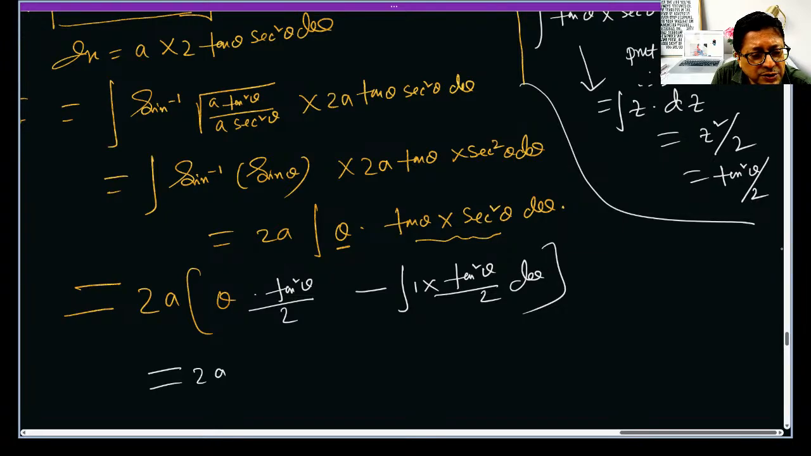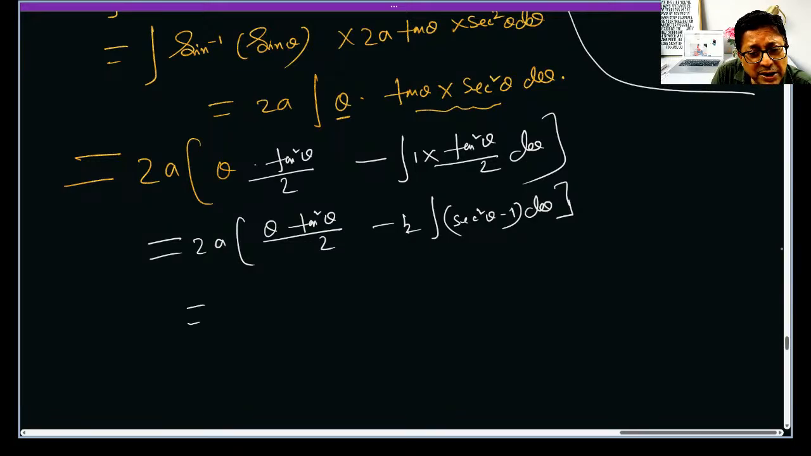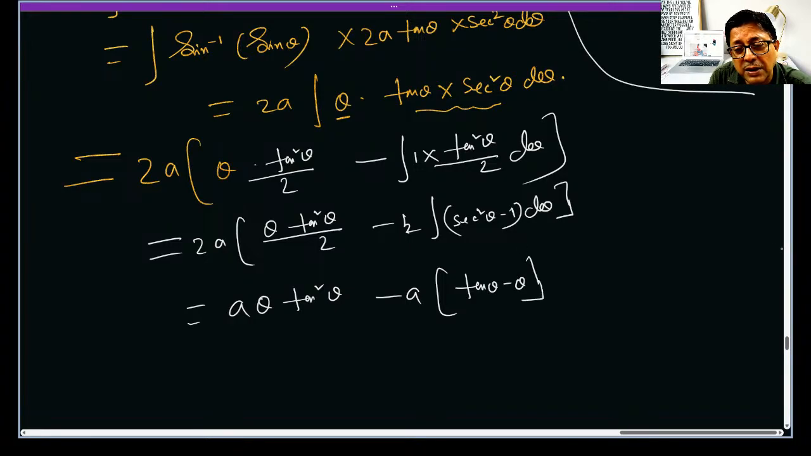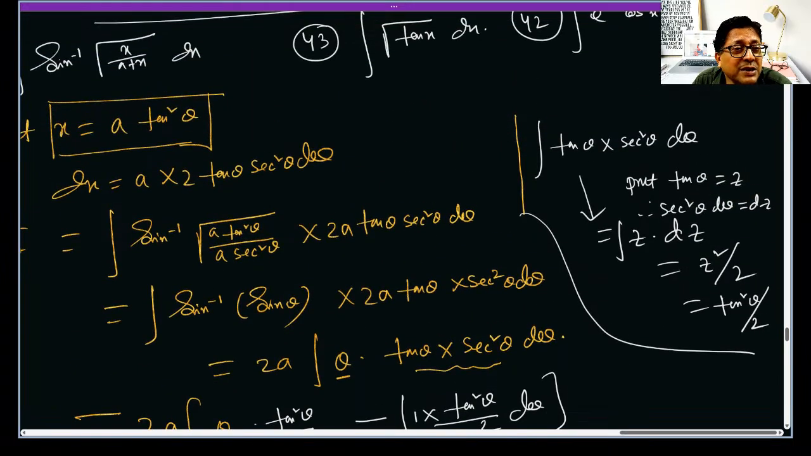So you write this way, theta into tan square theta by 2 minus integral of tan square theta, which is what? Sec square theta minus 1 d theta. So this you write, theta tan square theta by 2, the integral of sec square theta is tan theta, minus theta plus c. Theta is what? Tan theta is what? We made the substitution.